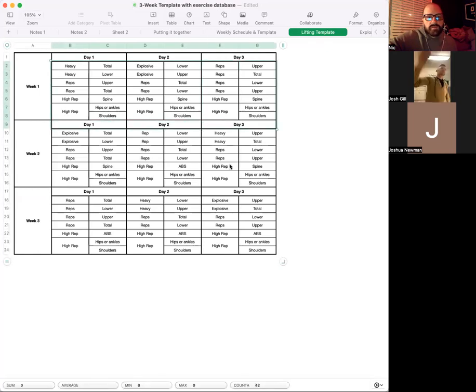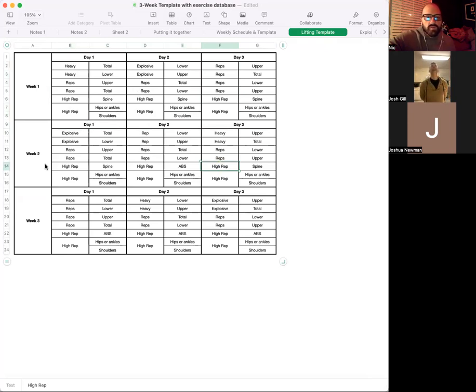My main template, you have a heavy day, explosive reps, but then the following week it switches. So day 1 total would be heavy in week 1, but then day 1 of week 2, your total is explosive. So your setups for this stuff are unlimited, right? If Sean were to present, or even Sam, they would maybe present their templates in a different way. It doesn't mean one's right over the other. It's just what we found has worked for us.